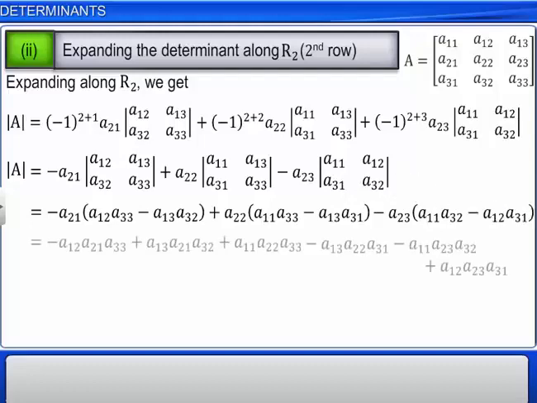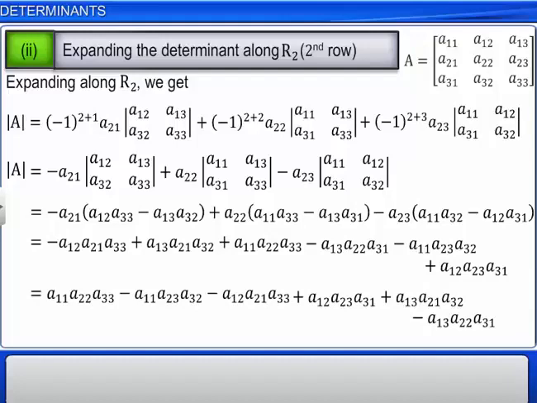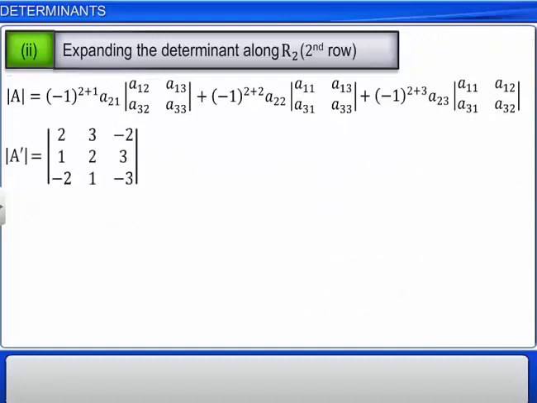Let us now find determinant of A' again by expanding it along the second row to understand the concept better. The first entry in the second row is 1. Multiplying it with minus 1 raised to the power of 2 plus 1, where 2 plus 1 is the sum of the suffixes of A21, which is the position of this entry in the matrix, and then by the second-order determinant obtained by deleting the elements of the second row and the first column of the determinant.